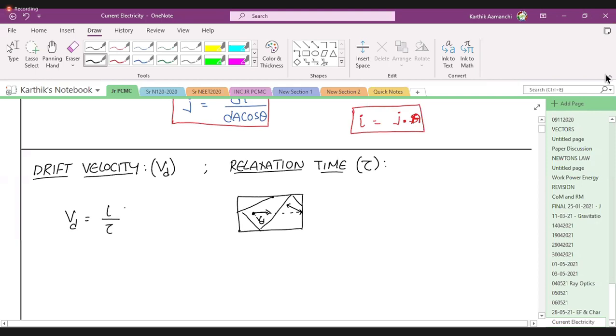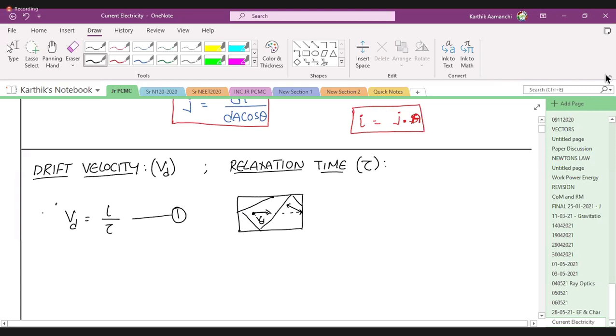Sir, you are cheating, sir. You told us you will get a relation between drift velocity and electric field. You are giving me the relation between L and tau. First year kinematics you are teaching. What is this, sir? Let this be equation 1.